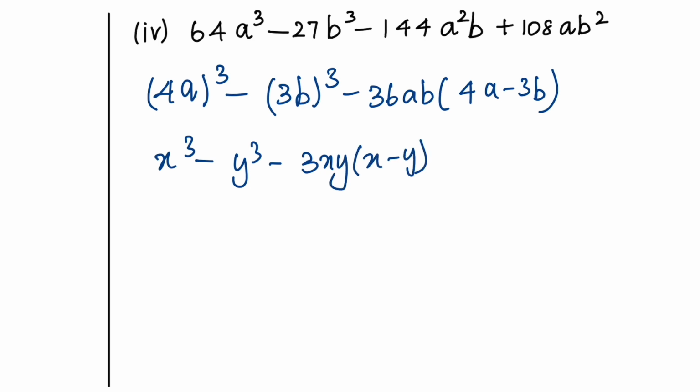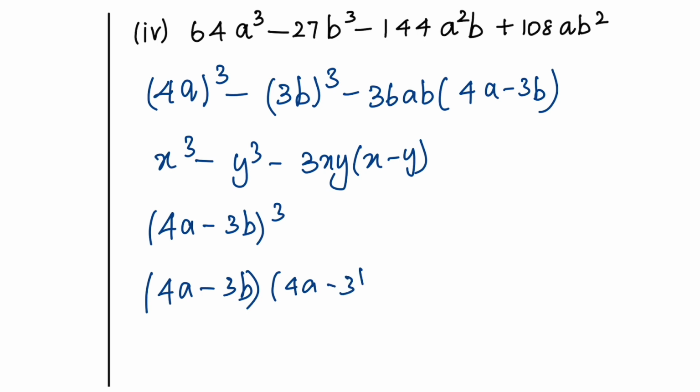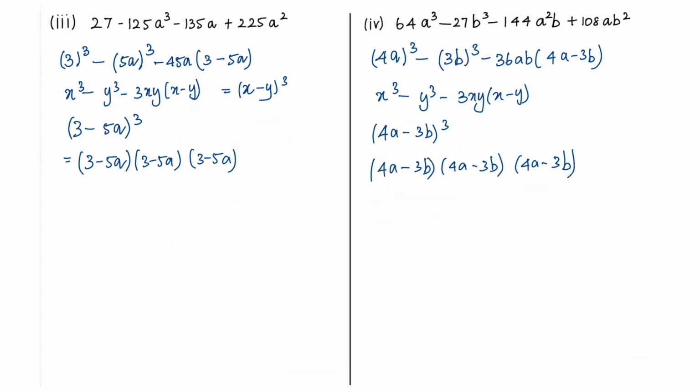Okay, now I'm just giving you a trick, it's a hint. So if you have negative terms in between and you have cubic polynomial, if the degree of the polynomial is cubic, it's highly likely that it is going to be using the identity x minus y the whole cube. So just try to bring it to that form and you can factorize it easily. So it's going to be 4a minus 3b the whole cube. Okay, so that is 4a minus 3b into 4a minus 3b into 4a minus 3b. Okay, so that is the factorized form.